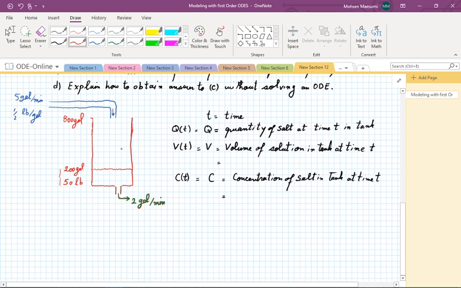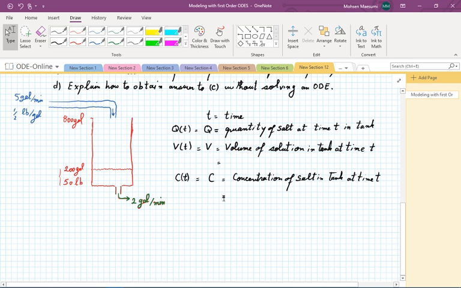The way it is set up, we are going to have an overflow time. So the problem can be of three types. It can overflow, it can drain completely, or it can stay at a fixed level. Well, this problem is already telling us it's going to overflow. And what we want first is the volume of the solution in the tank.